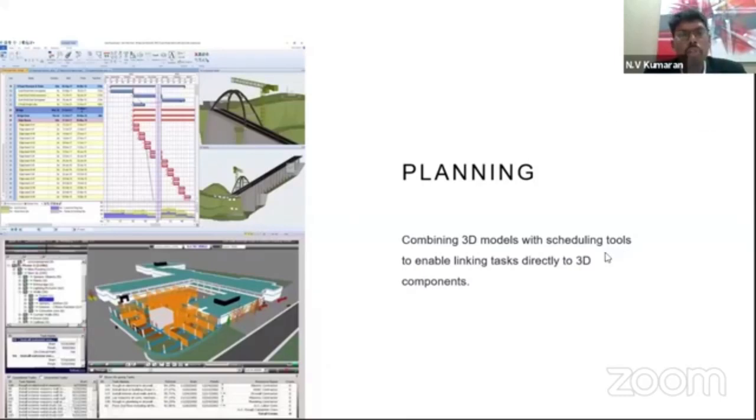Based on that information, the model will be integrated with the schedule. So you are able to see how day one or week one or month one, what will be planned to be constructed and how this will be executed. That's where combining of 3D model together with the schedule represents the fourth dimension. So the fourth dimension is the time component here.